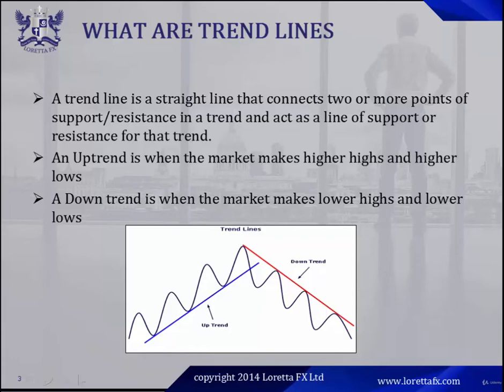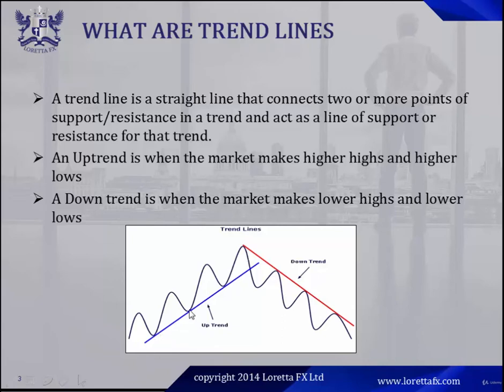So here we have two examples. Here we have an uptrend, and here we have a downtrend. Okay, so you can see higher highs, higher lows. And here in the downtrend we have lower lows and lower highs. Okay, these are support, these are resistance. Support, resistance. These highs, resistance, support, support.